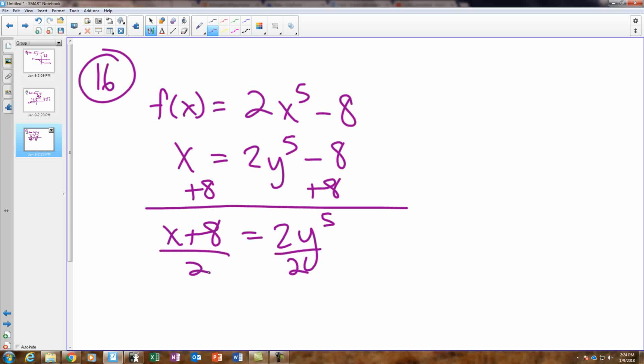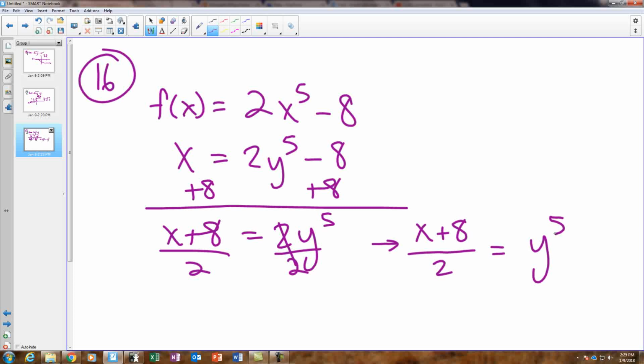Now, you could try to break the x and the 8, go x over 2 or 1/2 x plus 4. You could try to split it. I'm not after simplification on this problem at all. I really just want to make sure that you understand the order of the steps in which you would clean it up. So, this equals y to the 5th.